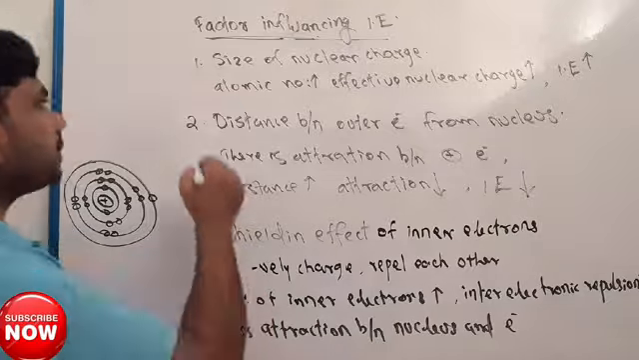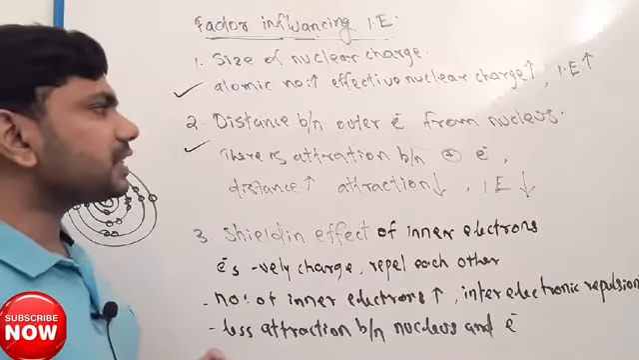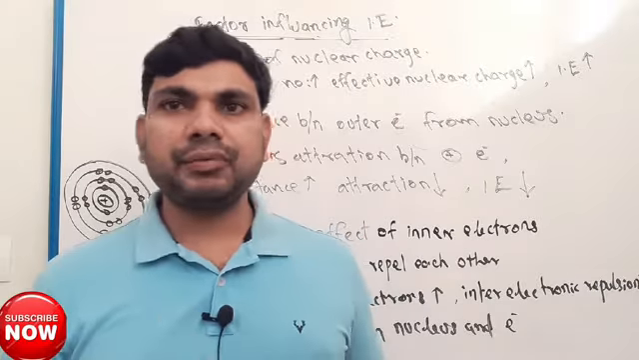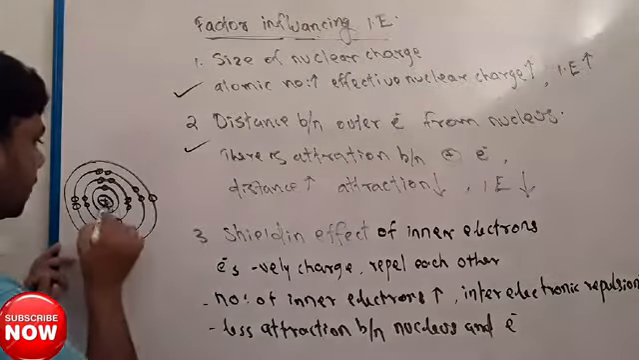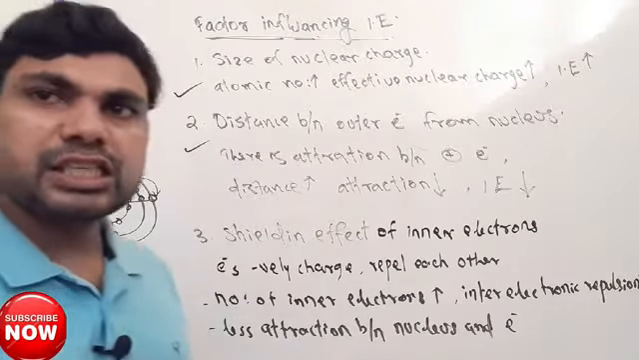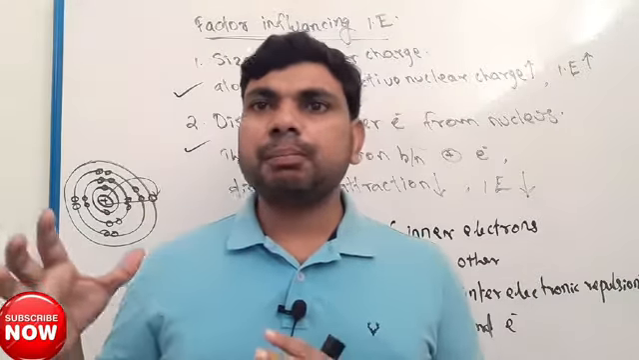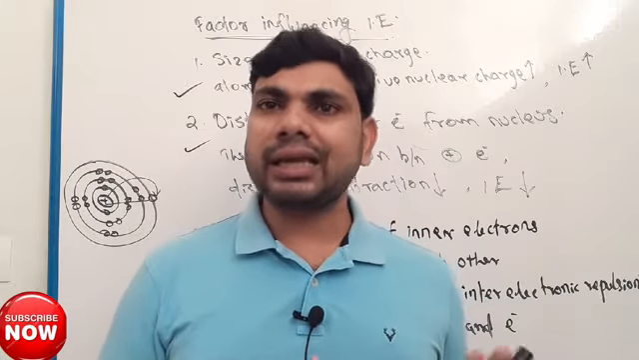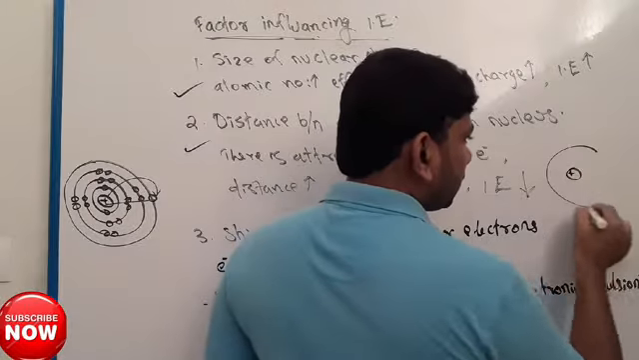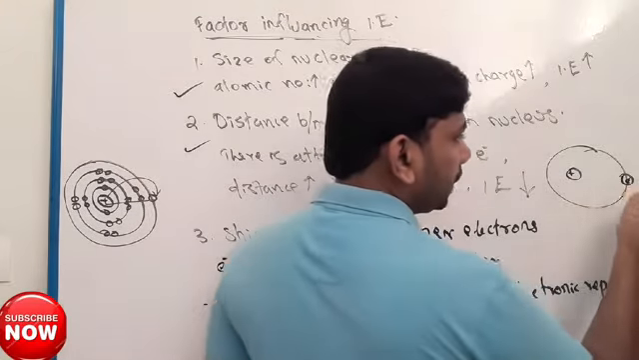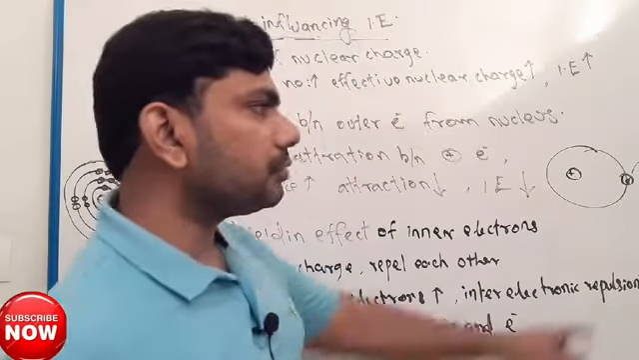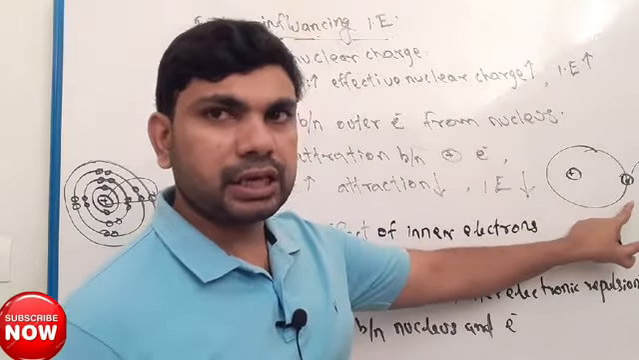After that, we have to understand the second factor: the distance between the outer shell electron and the nucleus. We know the nucleus is positively charged and electrons are negatively charged. Imagine this is one atom and this is the outer shell electron. The amount of energy required to remove this electron is the ionization enthalpy.